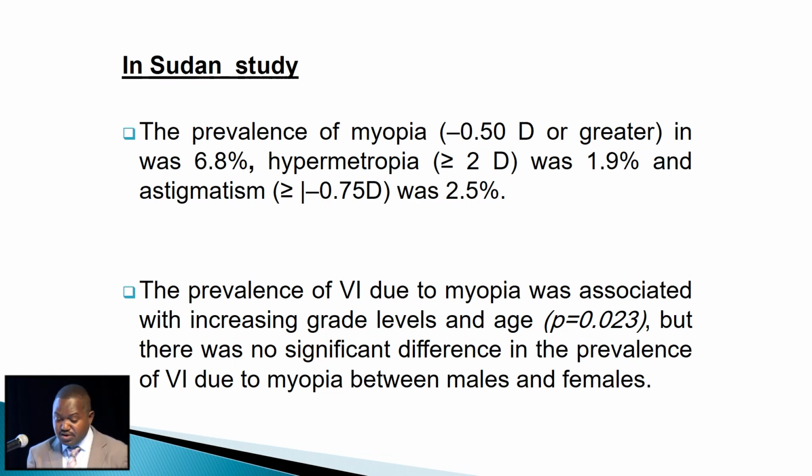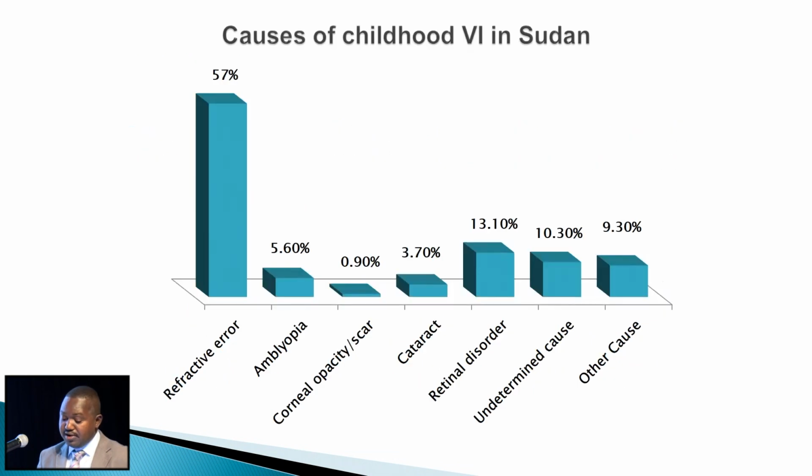In the Sudan study, the prevalence of myopia of 0.5 or greater was 6.8, hypermetropia of more than 2 diopter was 1.9, and astigmatism of more than 0.75 was 2.5. The prevalence of visual impairment due to myopia was associated with increased grade level, but there was no significant difference in prevalence of visual impairment between male and female. As you can see here, the leading cause of visual impairment in Sudan was uncorrected refractive error, followed by retinal disorders.